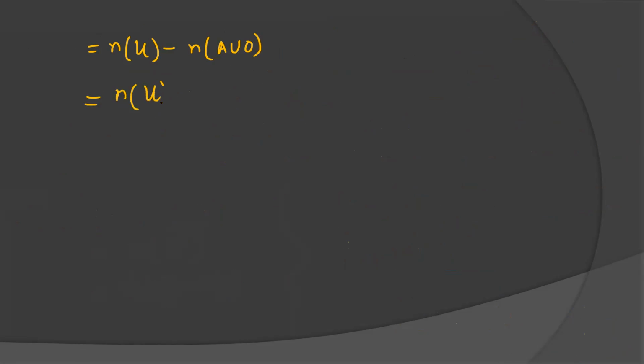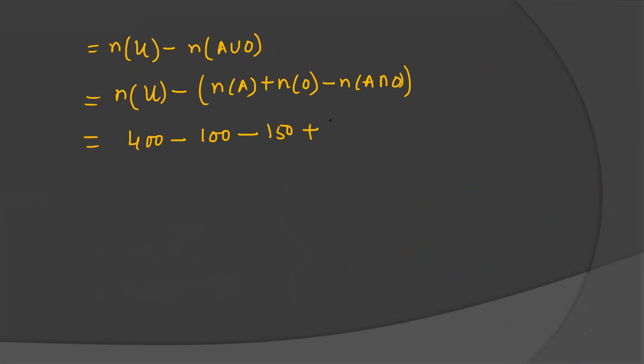The number of elements in the universal set, and use the formula: number of apple plus number of orange minus number of apple intersection orange. This is 400 minus, apple students are 100 here, orange are 150, both are 75. If you solve, you will get again 225. So this is the second way to tackle this problem.